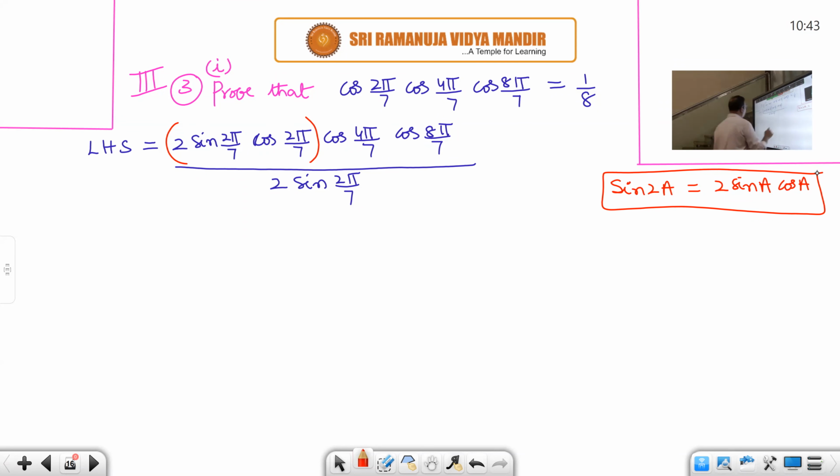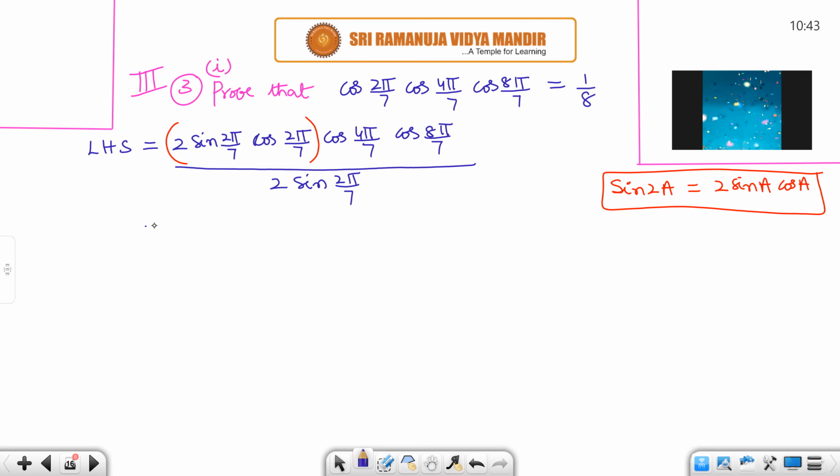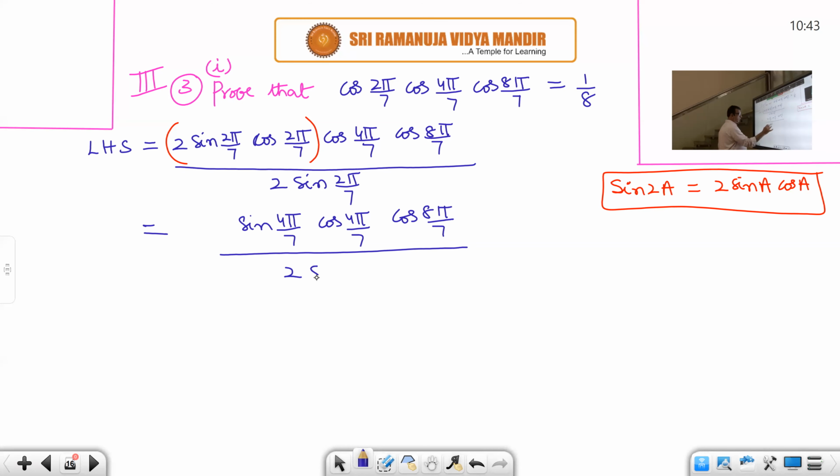So what happens to the bracket? Tell me then. Sin 4 pi by 7, sir. Sin 4 pi by 7 is there. Then what do I have to write in the numerator? Again, other factors. Cos 4 pi by 7 and cos 8 pi by 7, and 2 sin 2 pi by 7.